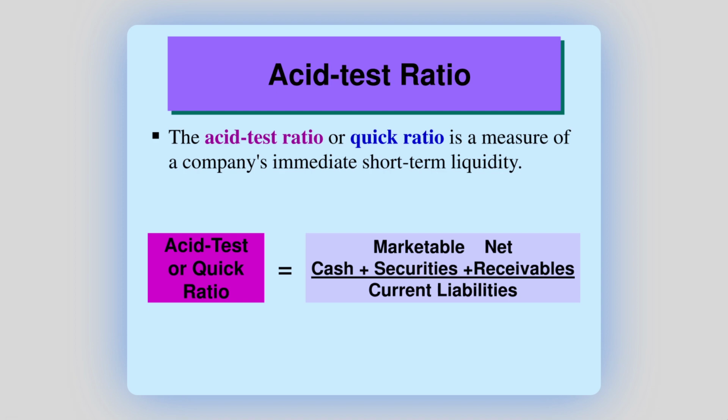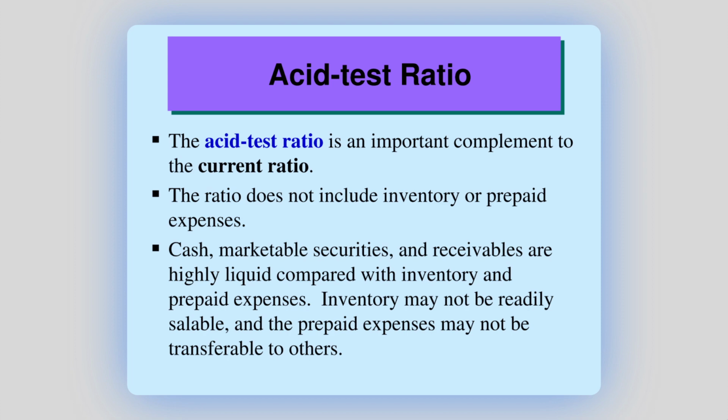So ibig sabihin, class, you will only consider cash, short-term investment, and your net receivables. So hindi kasama, class, yung ating inventory, yung ating prepaid supplies, yung ating mga prepaid assets. All right, so only your cash, your short-term investment and your net receivables divided by your current liabilities. Ano yung reason kung bakit? Acid test is an important complement to the current ratio. Again, it does not include inventory or prepaid.